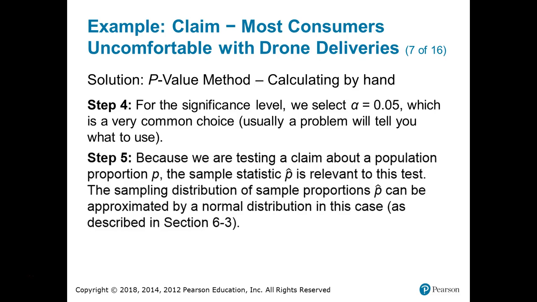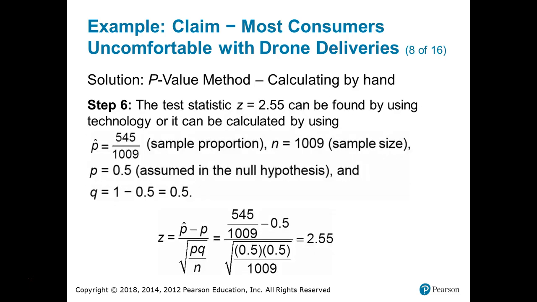Step 5, and again, these are the same steps that we introduced in the previous section. Because we are testing a claim about a population proportion, the sample statistic p hat is relevant to this test. The sampling distribution of p hat can be approximated by a normal distribution. So we will use the formula for a z statistic, and we find that it is equal to 2.55, given that formula over here and plugging in all of our values.